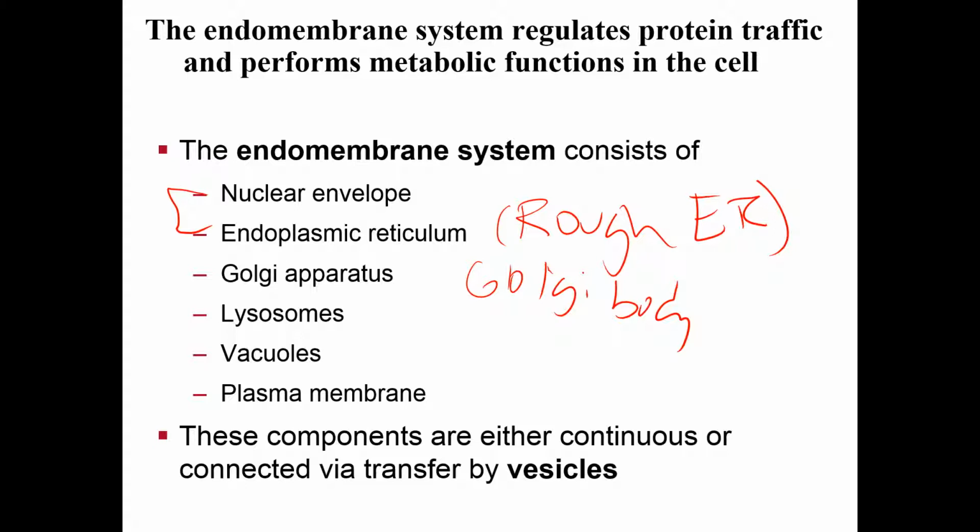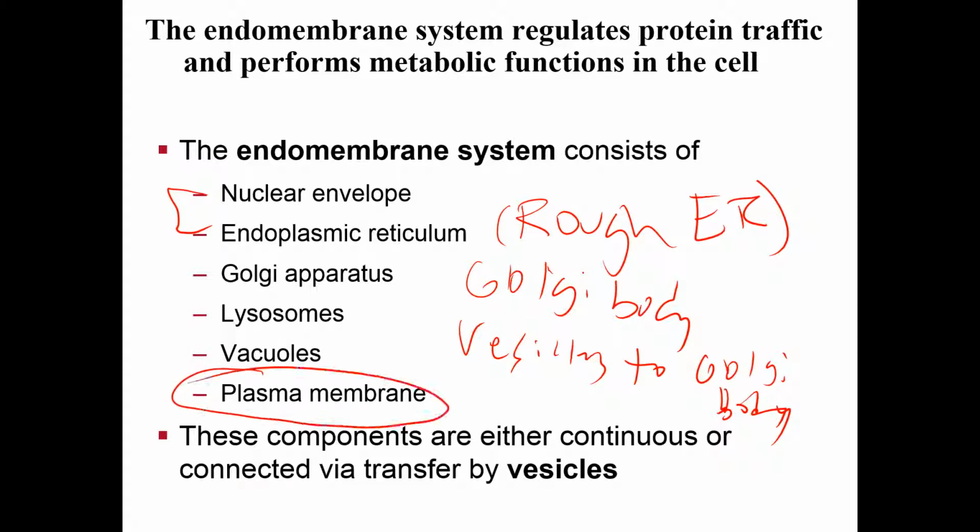There are a series of microtubules that are a component of the cellular cytoskeleton that are used for transport of vesicles to the Golgi body from the rough ER. And then there are microtubule vesicles that extend from the Golgi body to the cell membrane, for trafficking of vesicles from the Golgi body to the cell membrane itself.